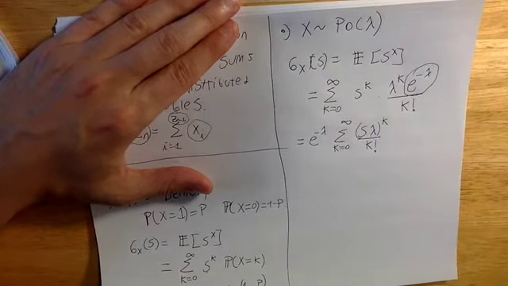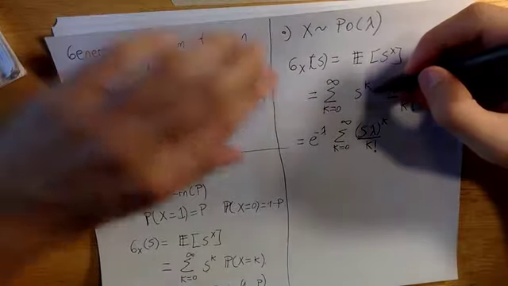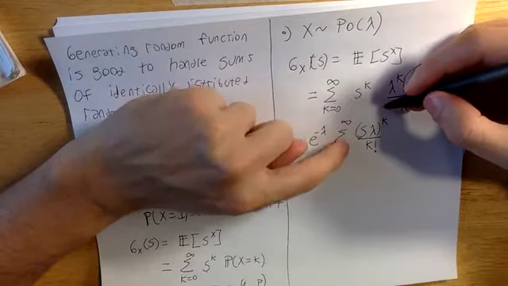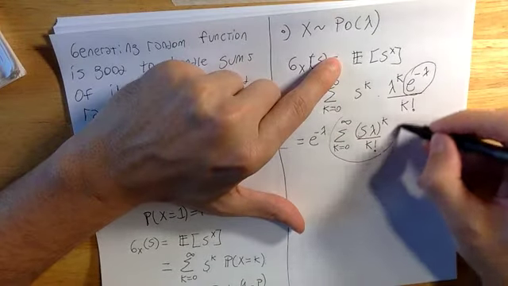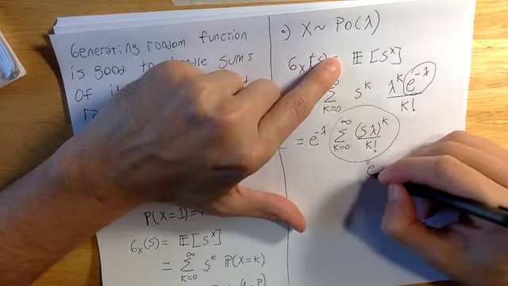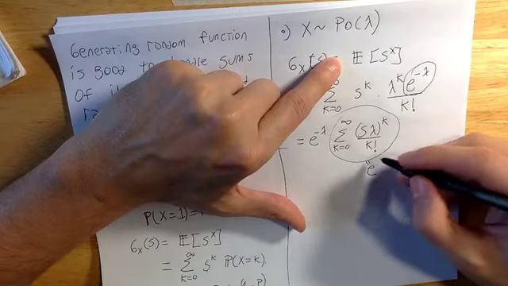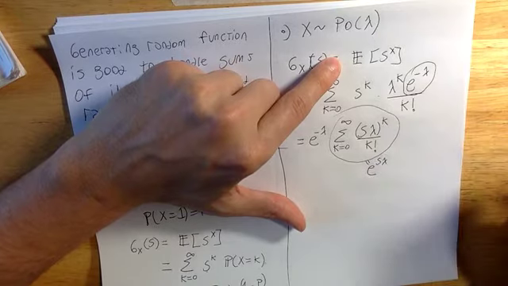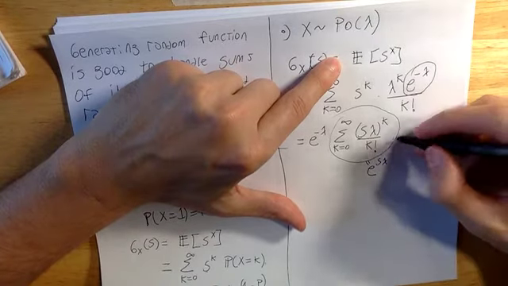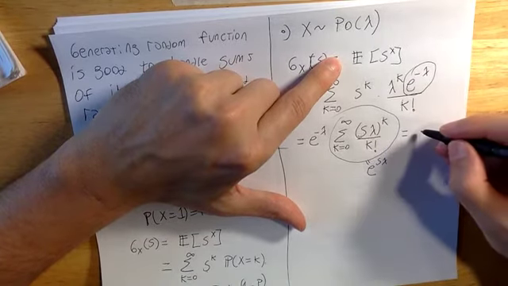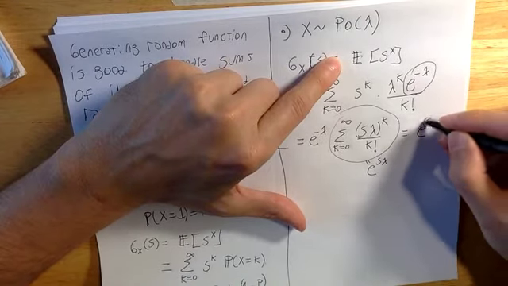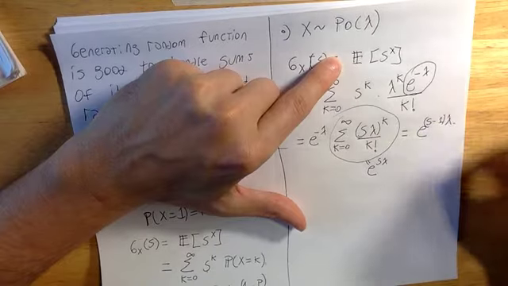So what we realize is that this sum is equal to the exponential of s lambda. So what we end up getting is that this is the exponential of (s minus 1) times lambda.